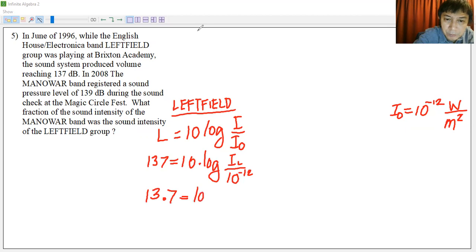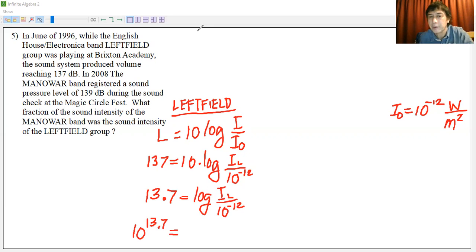And this is equivalent to the logarithm of the ratio IL divided by 10 to the negative 12. Okay, so taking the anti-logarithm of both sides, we will have 10 raised to 13.7, and then 10 raised to the logarithm of that quotient. We will have just the fraction.